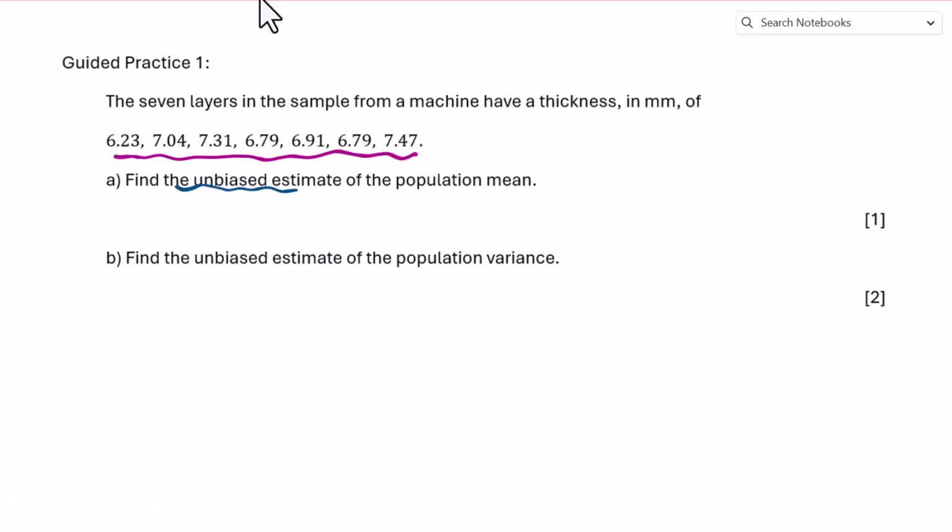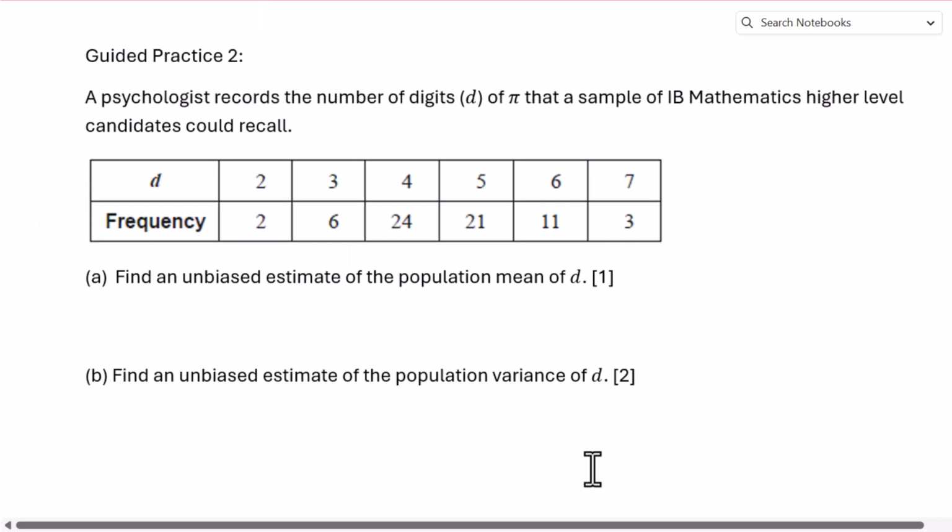So the unbiased estimate of the population mean, x bar, equals 6.93. Unbiased estimate of the population variance, s sub n minus 1 squared, equals 0.163. Let's go to guided practice 2.